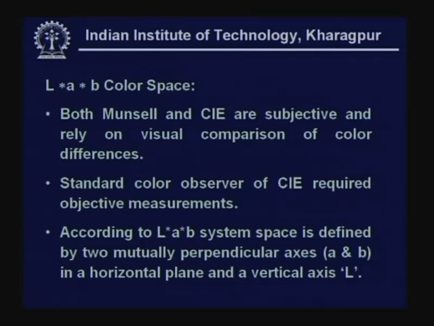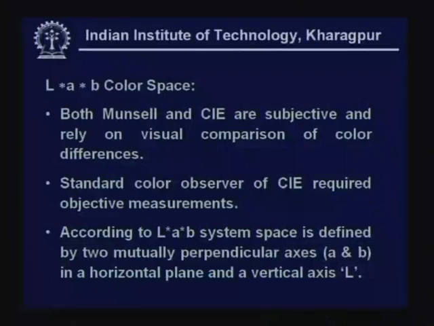Now, the LAB system takes the space where you are trying to specify the color in terms of two mutually perpendicular axes A and B and a vertical axis L. In some sense, it is similar to the Munsell system where you had three dimensions: hue, value and chroma. Similarly, you have two perpendicular axes in the horizontal plane and a vertical axis L. So, the LAB space would have these three put together: L, A and B.